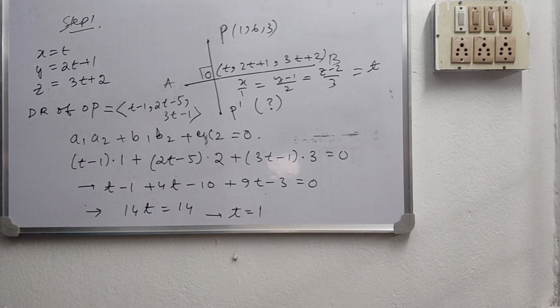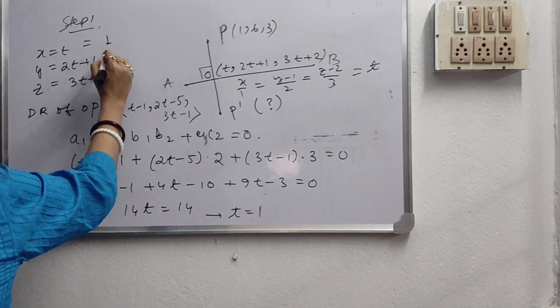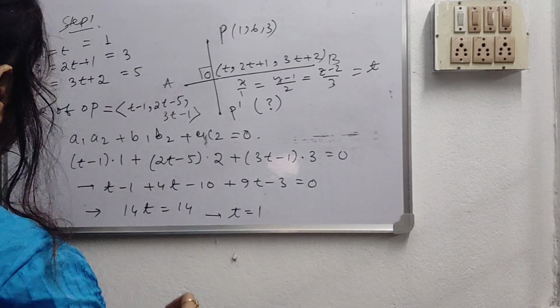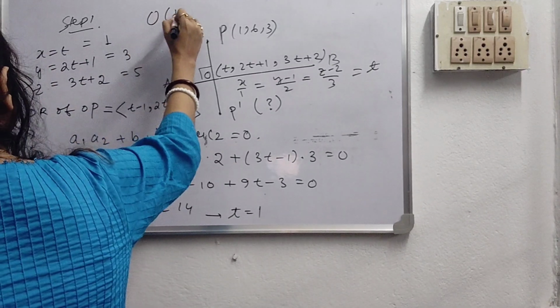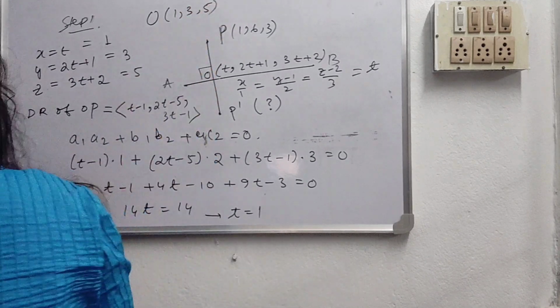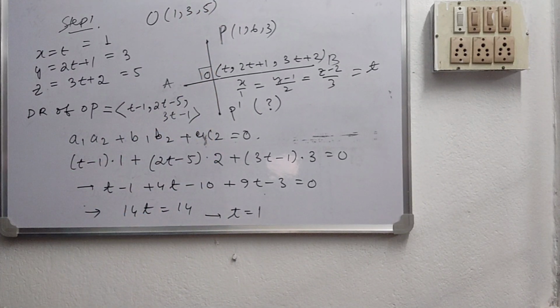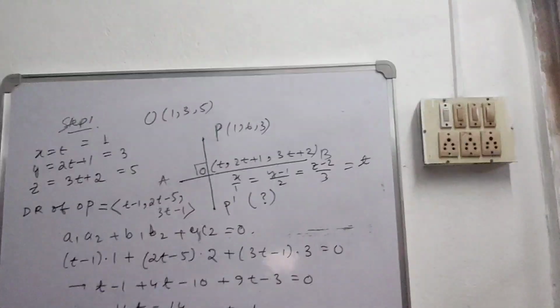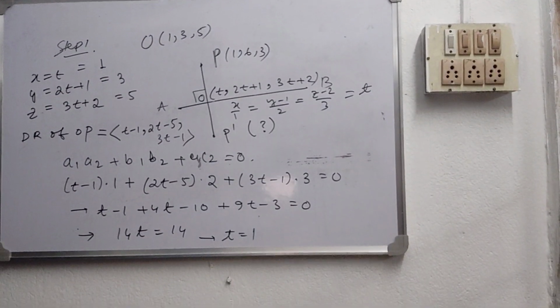If t = 1, what will be the point? That is (1, 3, 5). So what I got? I got Q is (1, 3, 5). Very simple. As we all know that Q is the midpoint of P and P dash. Okay, Q is the midpoint of P and P dash.